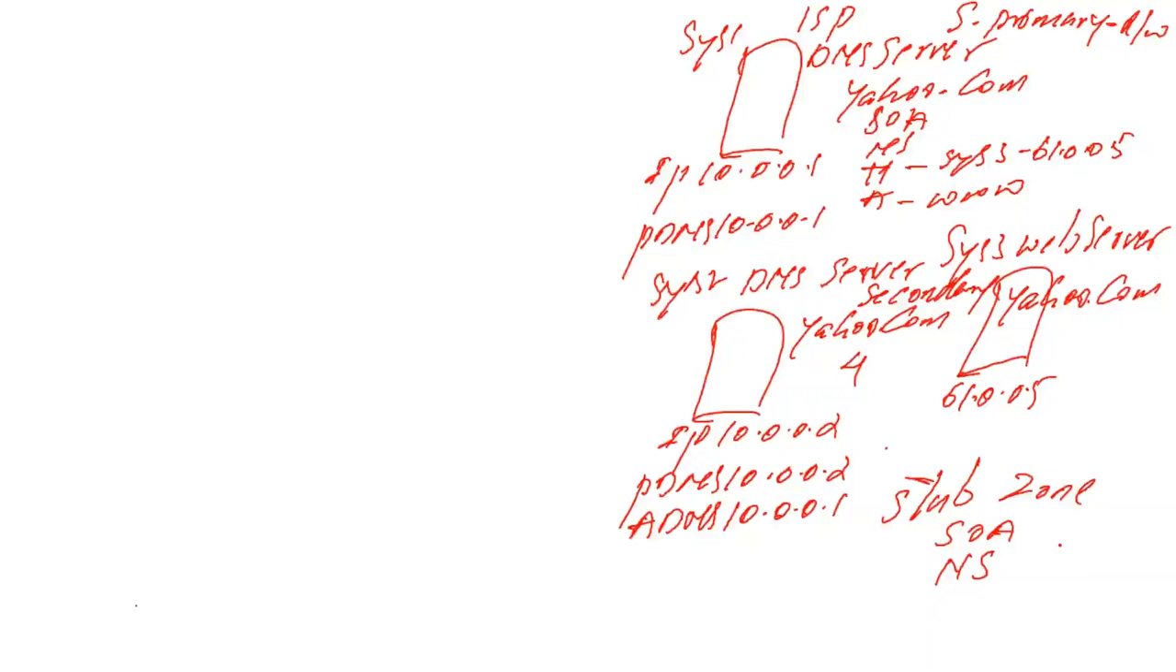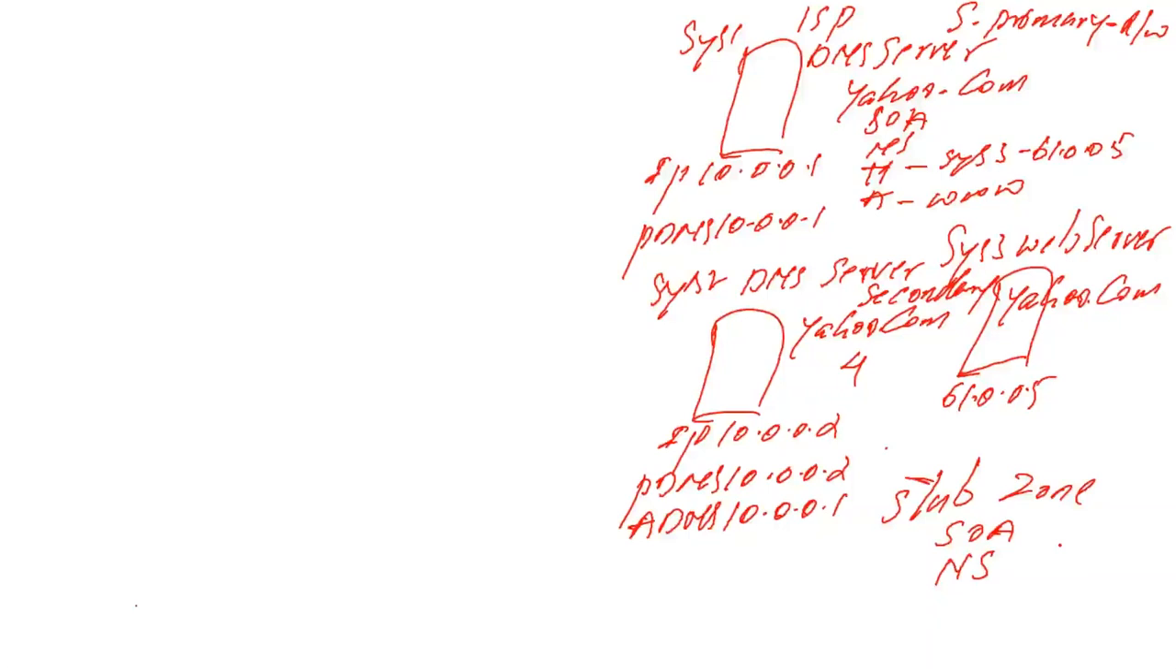Now tell me, what is the difference between secondary zone and stub zone? Secondary zone is a copy of your primary zone, and secondary zone contains complete records of the primary zone. In the primary we have 5 records, in the secondary zone also we have 5 records. If in the Yahoo.com primary zone you have 10 records, the secondary zone also has 10 records.